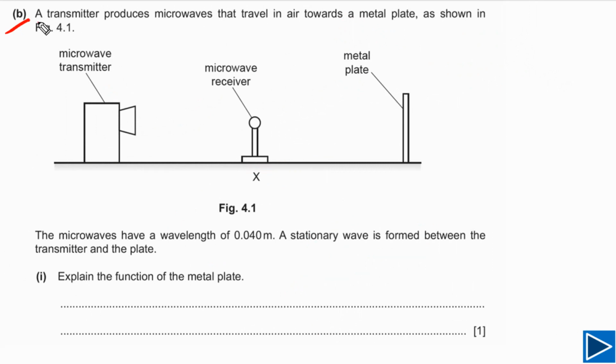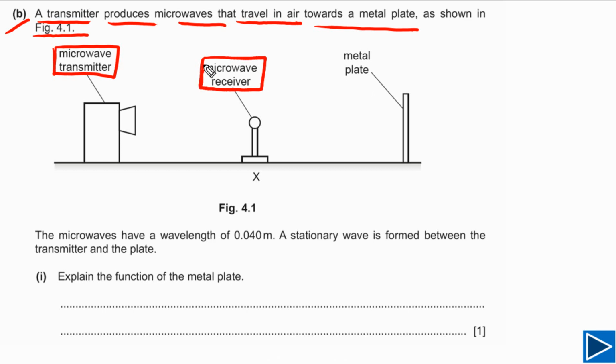For part B, it is given to us that a transmitter produces microwaves and these microwaves are traveling in air, meaning air is the medium, which is very important. They are moving towards a metal plate. The experimental setup is shown in figure 4.1. We can see here we have a microwave transmitter, and a microwave detector, or simply a microwave receiver. A metal plate is also placed at the end. It is also given that the wavelength of these waves is 0.040 meter and a stationary wave is formed between the transmitter and the plate.